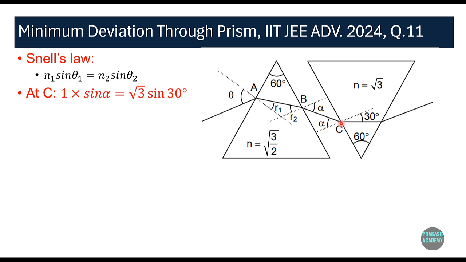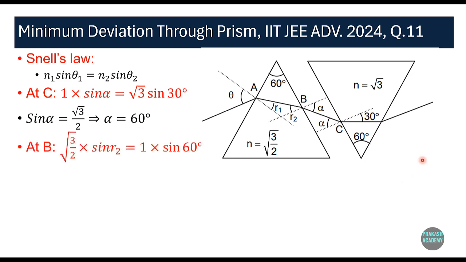So if I apply Snell's law at point C, I can write 1 times sin alpha, where this angle is alpha, since the refractive index here is 1, and this equals root 3 times the sine of this angle, that is sin 30 degrees. So from here I can write sin alpha equals root 3 times sin theta, which is 1 by 2, that is root 3 by 2. If sin alpha is root 3 by 2, this means alpha equals 60 degrees. So now I know alpha, that is this angle is 60 degrees.